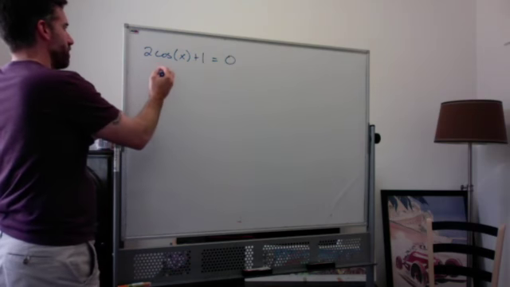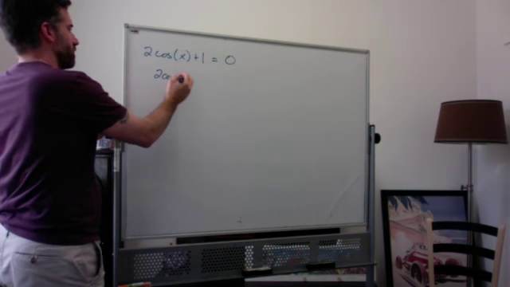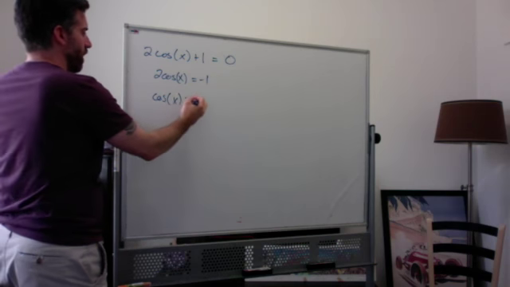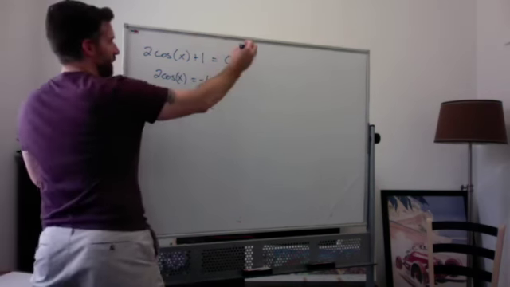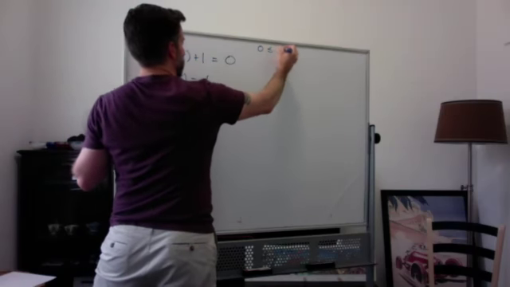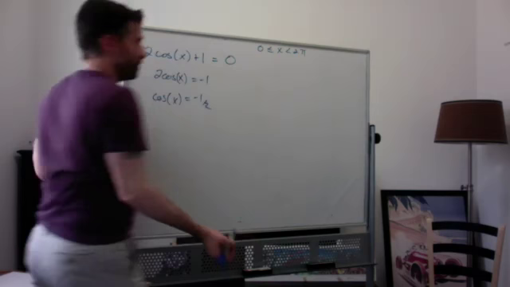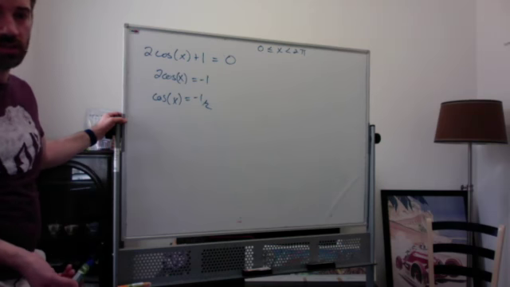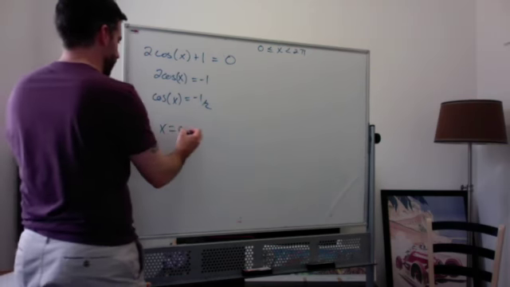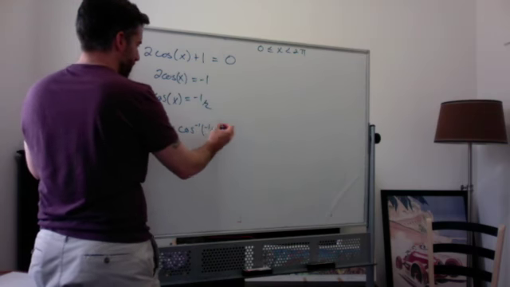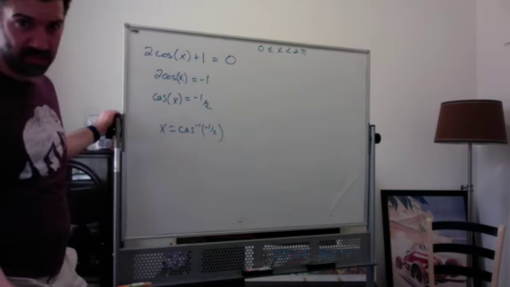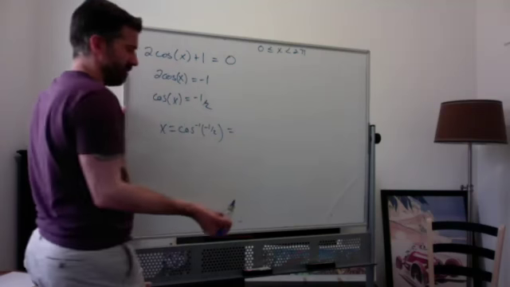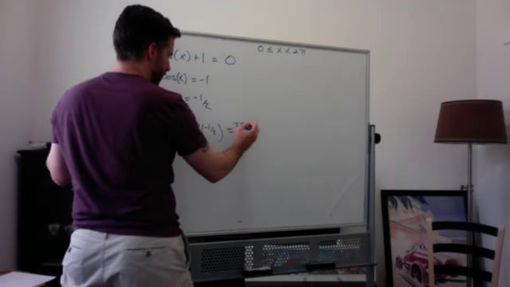So I'm going to say 2 cosine x equals -1 and divide both sides by 2. Now, I should point out, right? This problem says that your answer should be between 0 and 2 pi. At this point, it's not totally wrong to say that x is equal to the inverse cosine of -1/2. But it's not completely right either, because the inverse cosine of -1/2 is, I think we did that before, I think that's 2 pi over 3.